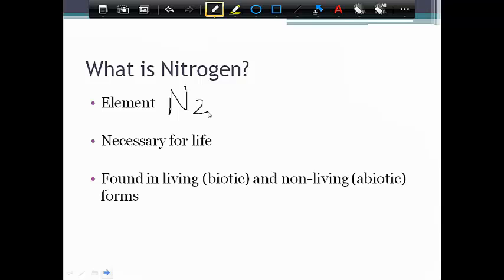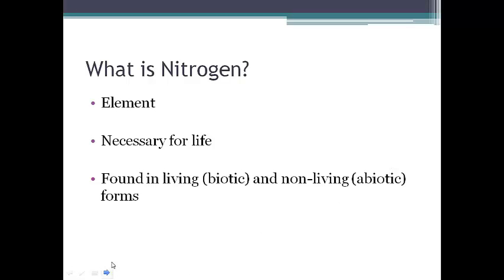It is necessary for life. We find it in lots of living organisms, but we also find it in non-living forms. So those are those words, biotic and abiotic again. Make sure you're familiar with those from last time. I'm going to move on if you need to pause.